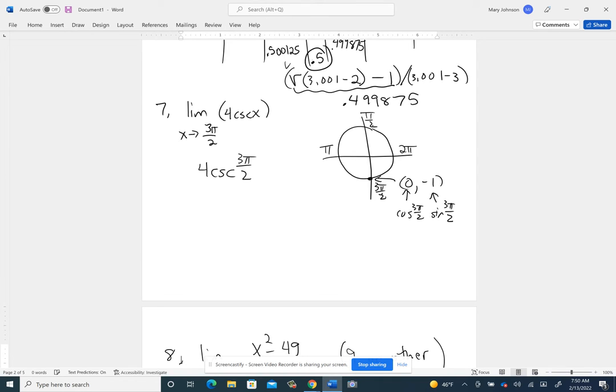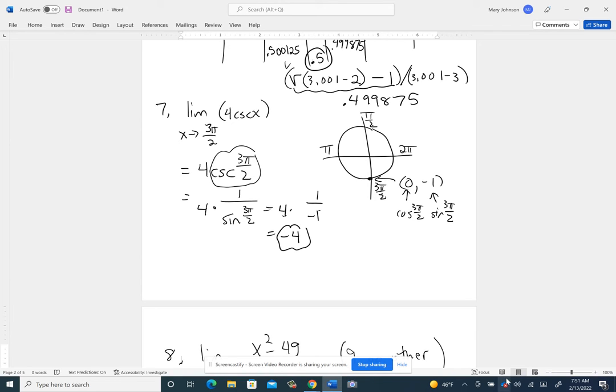Okay, so then what we do is we know this would be the limit, but we need to evaluate cosecant of 3 pi over 2. So it helps to remember that that's 1 over the sine of 3 pi over 2. And you know that sine is -1 at 3 pi over 2. So that's 4 times -1, which would be -4. So the answer to number 7 would have been -4.